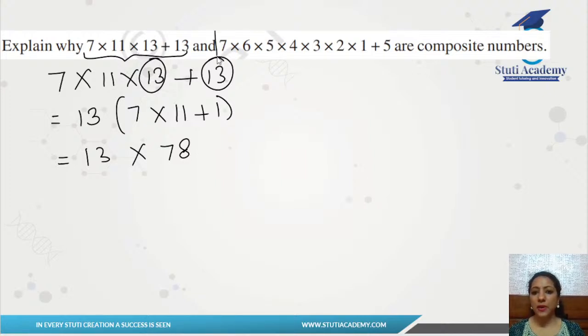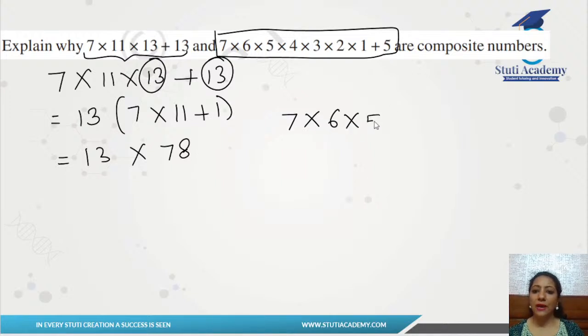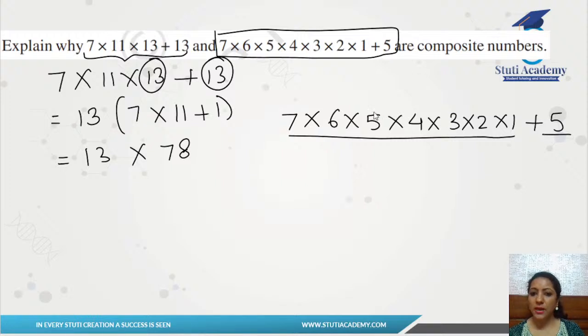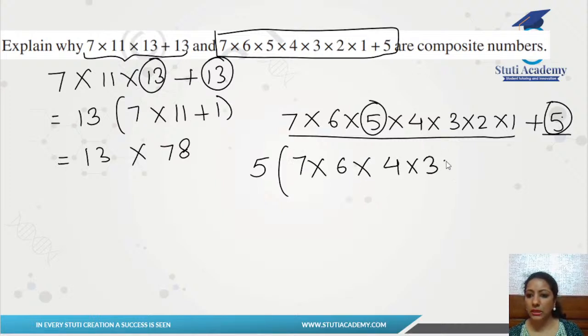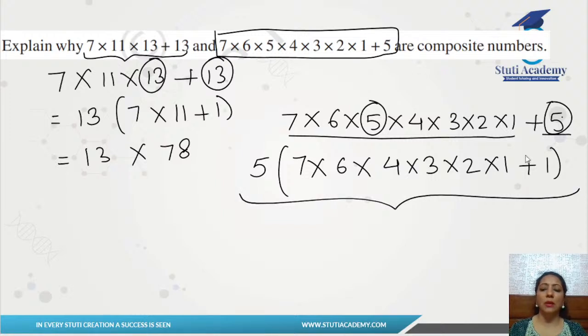We'll do the same in the next part also, where we have 7 into 6 into 5 into 4 into 3 into 2 into 1 plus 5. So this is one term and this is another term, and we can see that 5 is common. So we'll take 5 common and we'll write here 7 into 6 into 4 into 3 into 2 into 1, and this 5 we've taken outside, so we'll write plus 1 here. Now whatever the number is, we don't need to solve for the number, not required, children. Just observe that this number can be written as 5 times something. So we can say that 5 is a factor of this number.